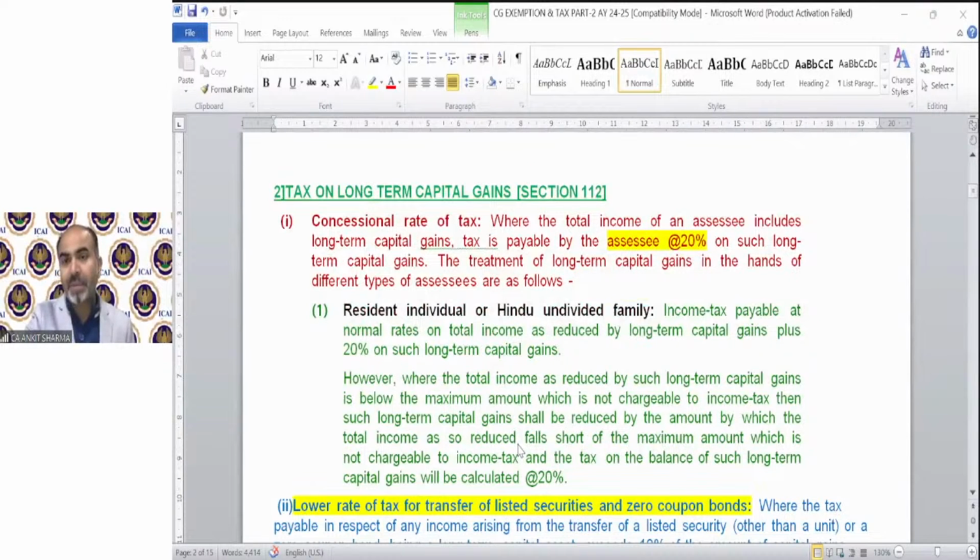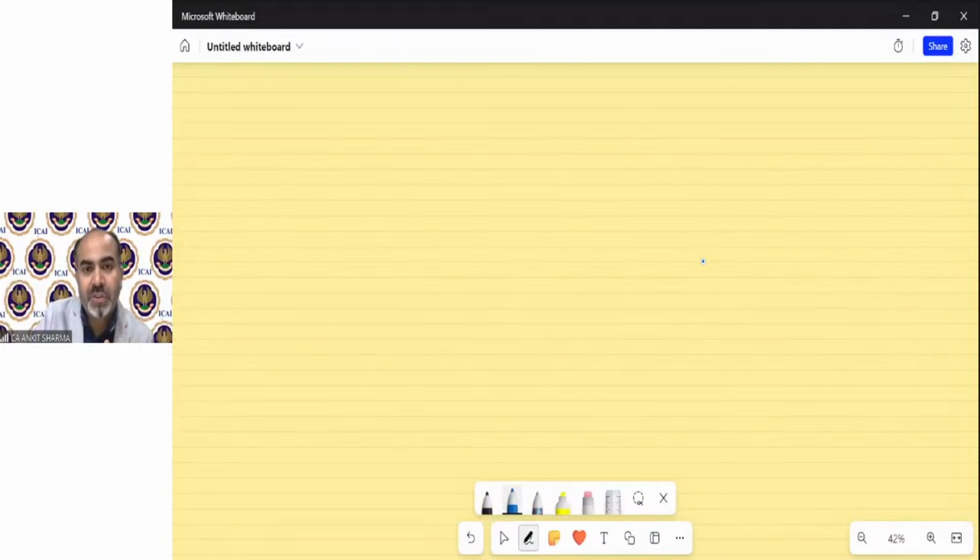So long-term capital gain has different kinds of character. So long-term capital gain, if I take the sheet. For the purpose of capital gain, let's discuss the provision in detail.